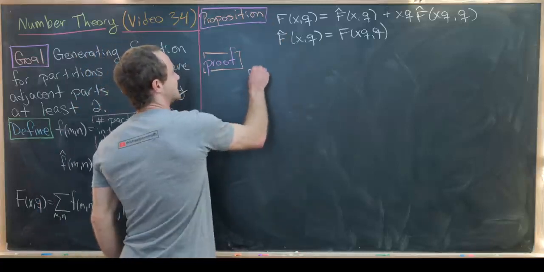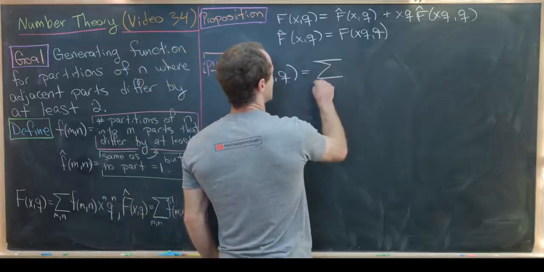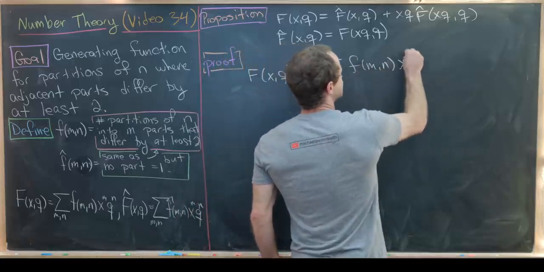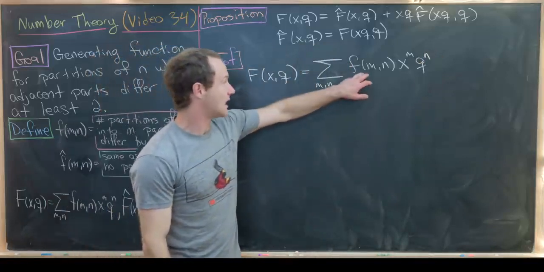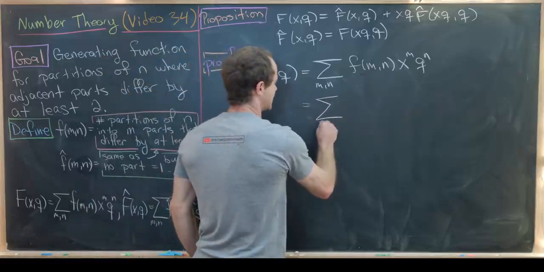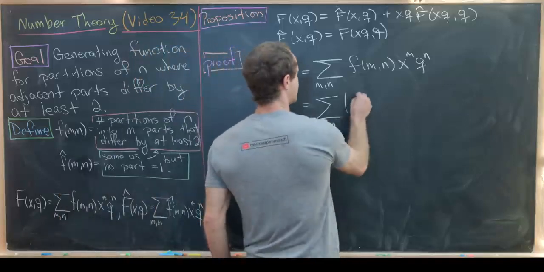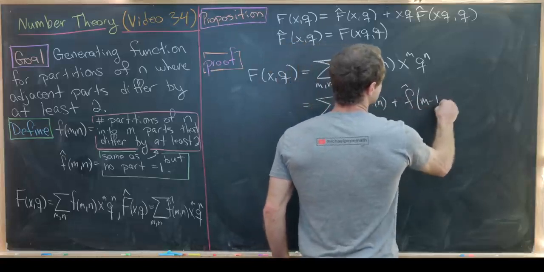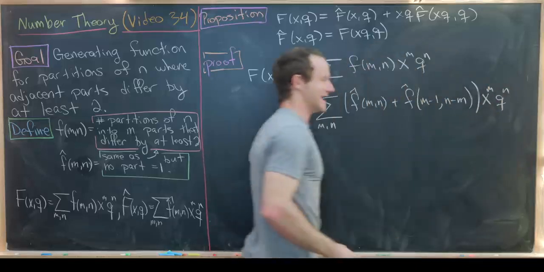So we'll start with the left-hand side of this. So we have F of x,q is equal to our sum over m,n of f of m,n x to the m q to the n. Nice. Now I'll apply our first recursion to this little f of m,n. So that's going to give us this sum as m and n go between 0 and infinity, although I'm leaving that off, of f hat m,n plus f hat m minus 1, n minus m. Then we've got x to the m, q to the n, like that.